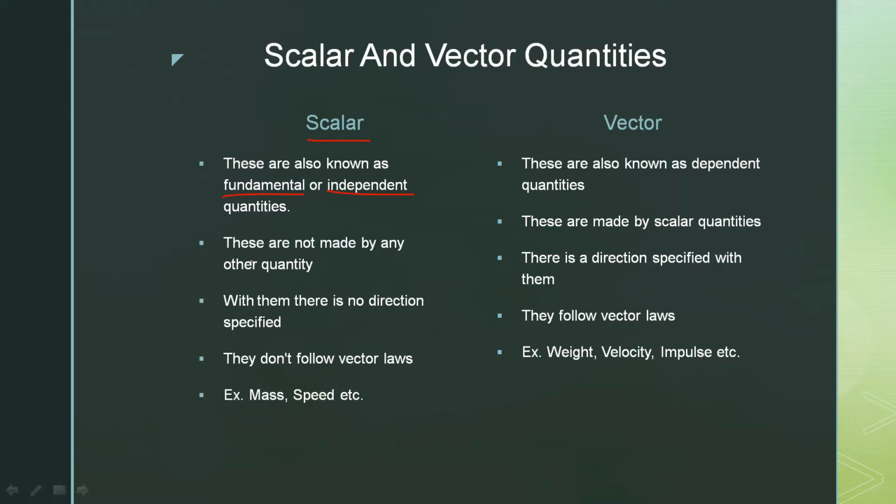These are not made by any other quantity. This is the same point which I have earlier told you. With them, there is no direction specified. Very important point. There is no direction. If you see direction specified with them, they are not scalars, they are vectors. They don't follow vector laws. Vector laws is a topic of 10th class, so I can't tell you about it now as you are in ninth standard. Just for now, remember that they don't follow vector laws.